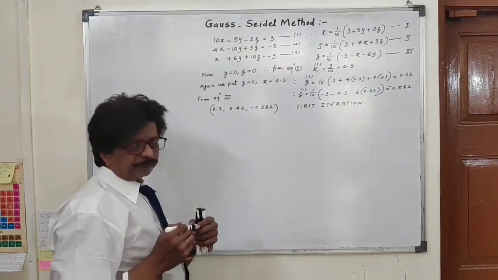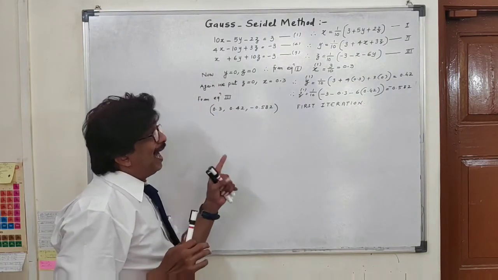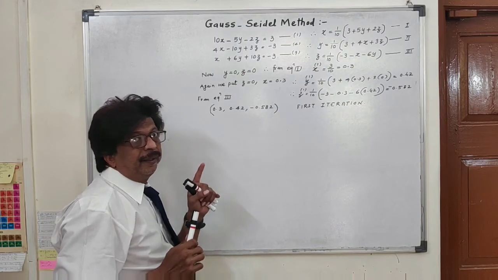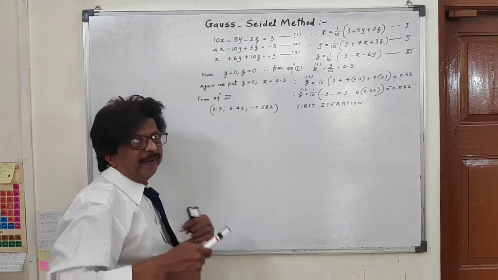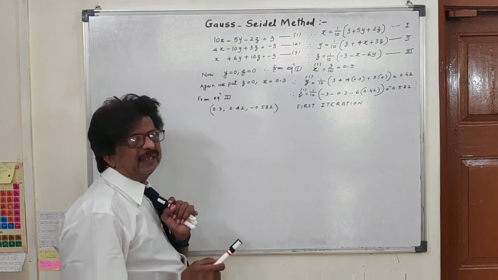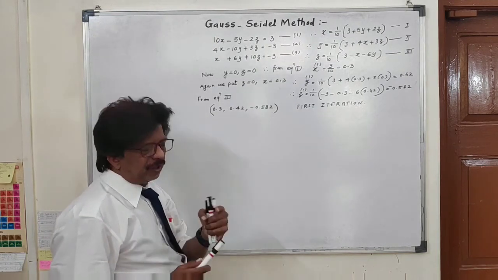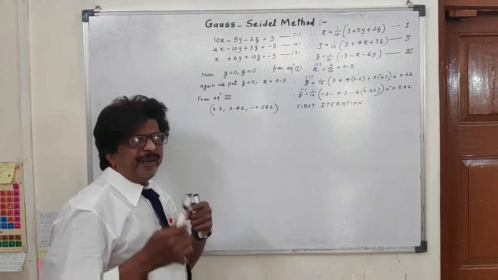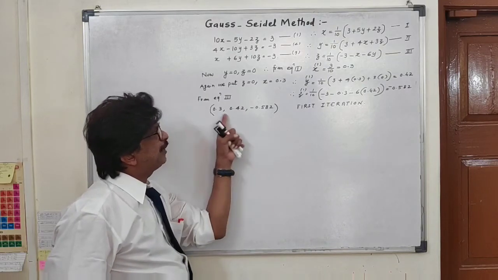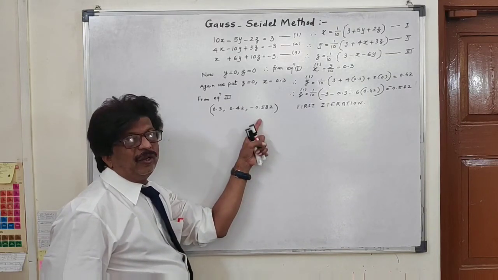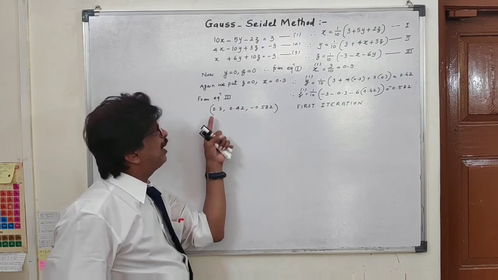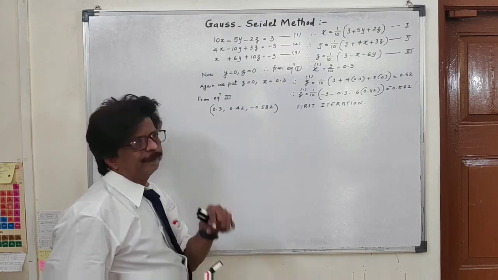First iteration. We are repeating this procedure 4 times, up to the 4th iteration. This is the first iteration. We are repeating the same procedure exactly. Now this is the first set of values of x, y, z. I have denoted them as x1, y1 and z1.